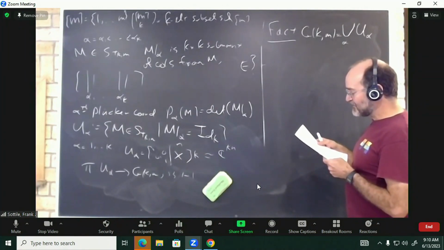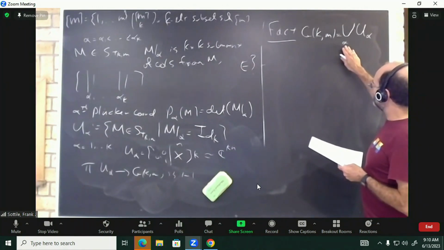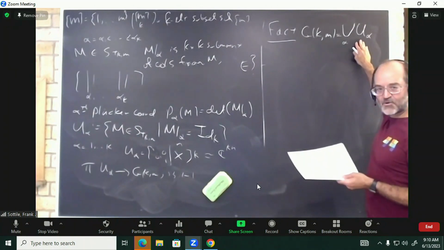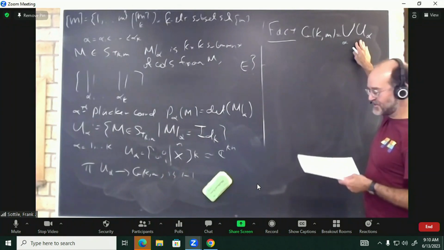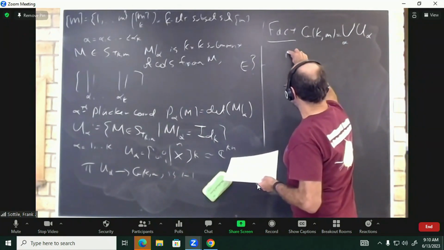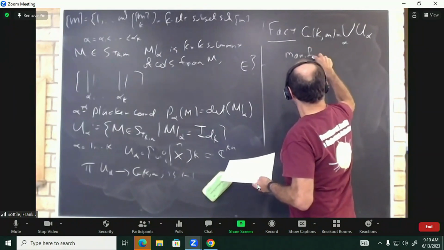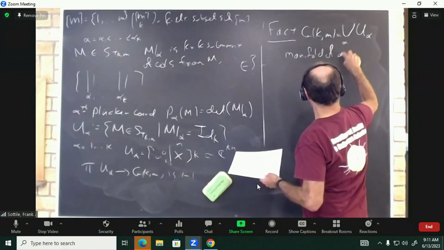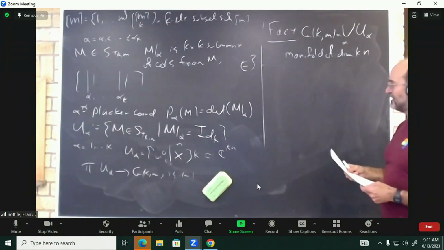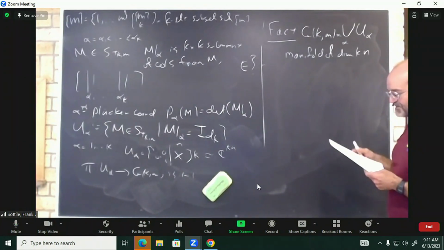And now your first exercise is to show that these form a system of local coordinate charts, actually algebraic coordinate charts for the Grassmannian, and to show that the Grassmannian is a complex manifold of dimension K times N. This is one of the ways to do that.